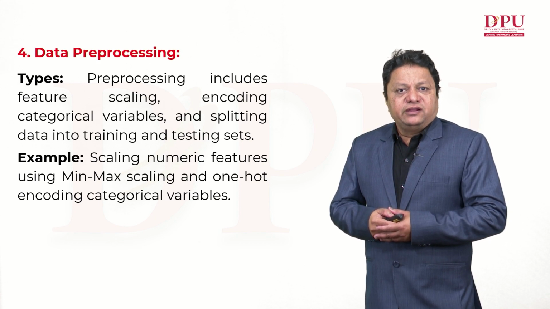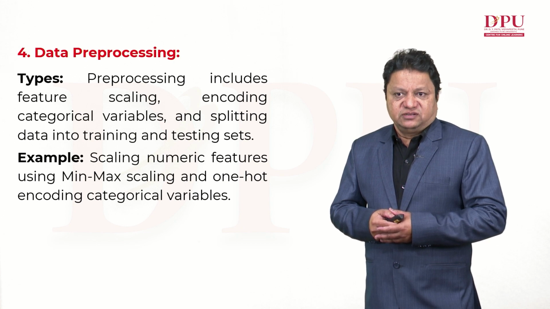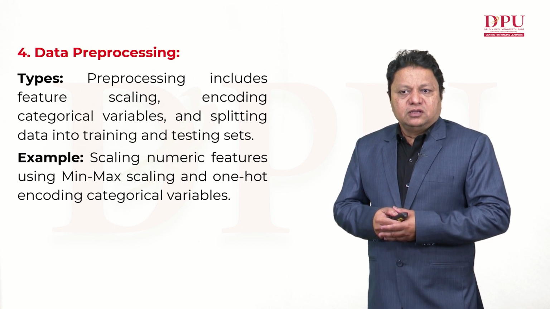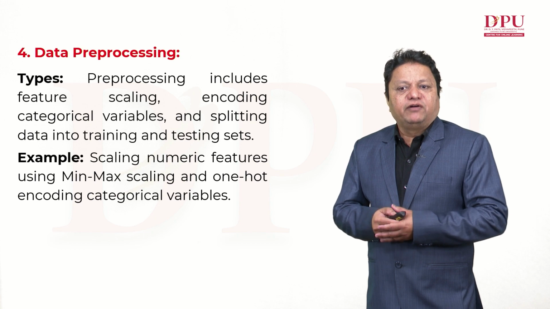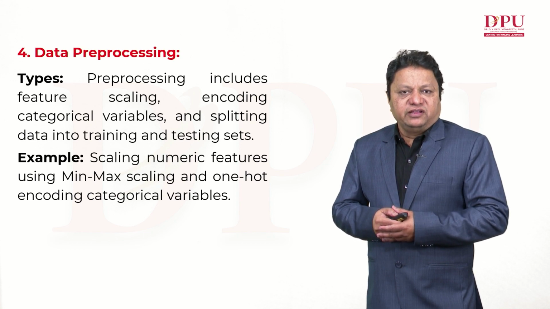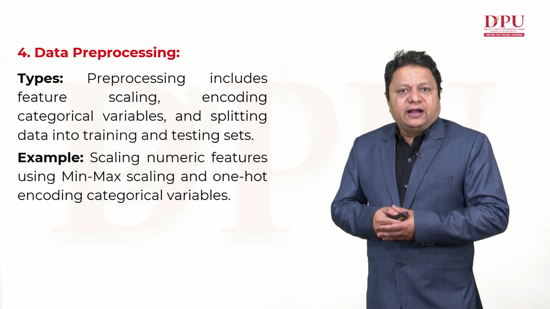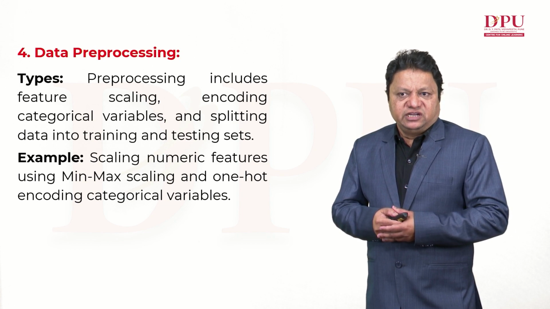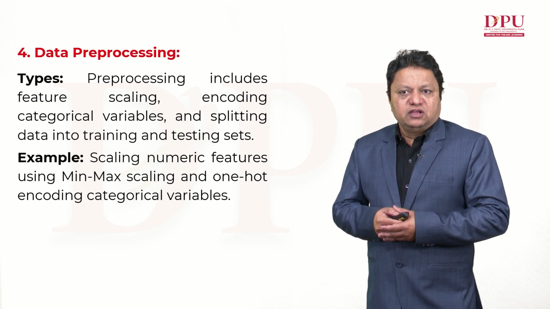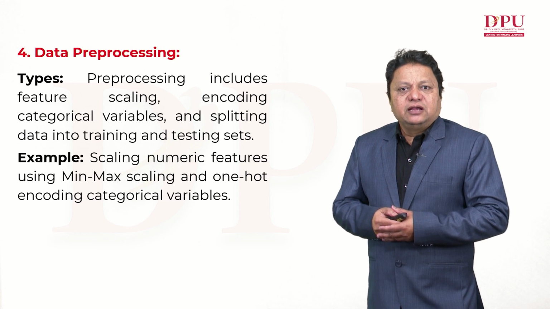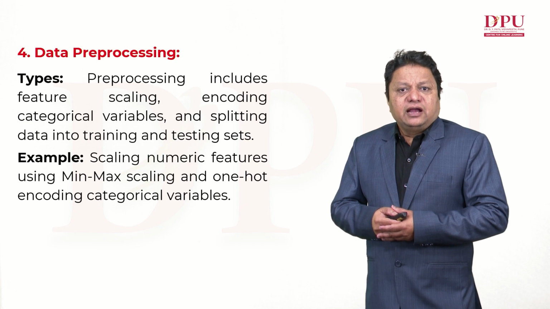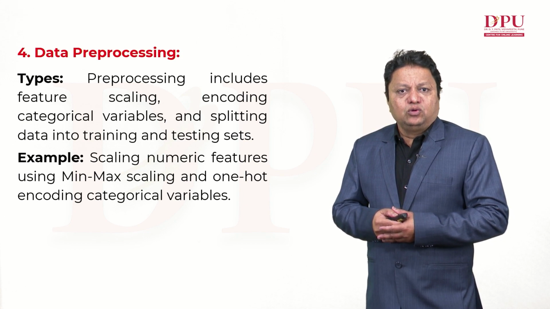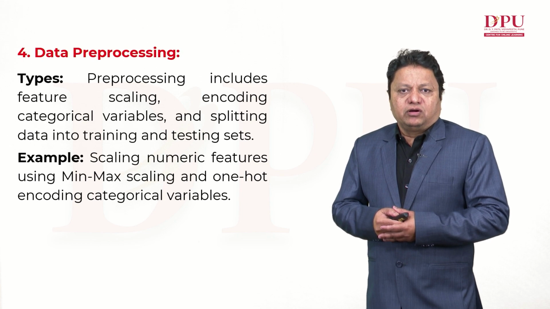The fourth step in the data analysis process is data pre-processing. For example, scaling the numerical features using min-max scaling and one-hot encoding for converting the categorical values. Here I am reshaping and transforming the data. Pre-processing includes feature scaling, meaning I am scaling and standardizing the data by using the min-max scaling function, and I am converting the categorical data into numerical data by using the one-hot encoding functions.